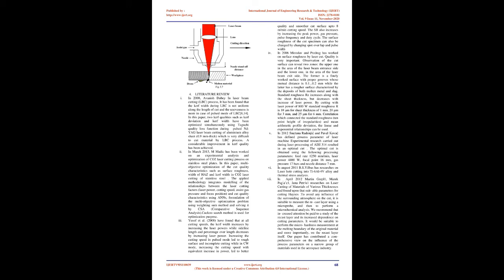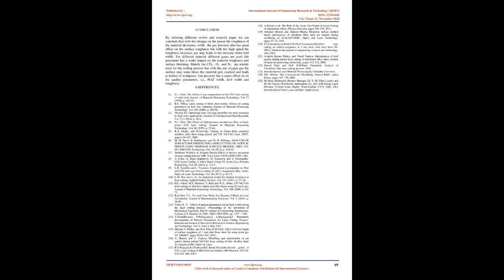In 2006 Miroslav and Predrag worked on surface roughness by laser cut. Quality is very important. Observation of the cut surface can reveal two zones, the upper one in the area of the laser beam entrance side and the lower one in the area of the laser beam exit side. The former is a finely worked surface with proper grooves whose mutual distance is 0.1 to 0.2 mm, while the latter has a rougher surface characterized by the deposits of both molten metal and slag.